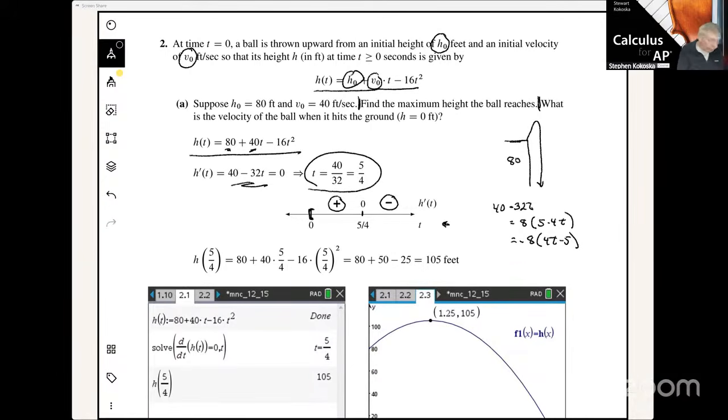What is that absolute maximum value? Well, I have to take that t equals 5/4 and plug that back into my original expression. I think I did that. I got 105 feet, and bear with me here.